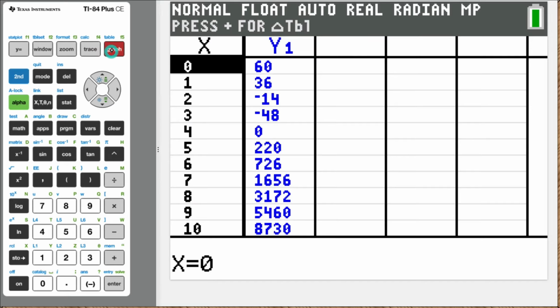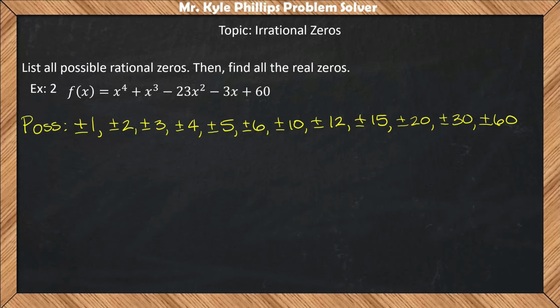So if I hit second graph, I'm just going to use this one here, 4, 0. So because the y value is 0, that means that's where the polynomial would cross the x-axis. So if I know that positive 4 is a solution, then I could use synthetic substitution and evaluate this polynomial to find what my remaining factor would be. So remember, with synthetic division, you start with your leading coefficients. So I should use 1, 1, negative 23, negative 3, and positive 60.